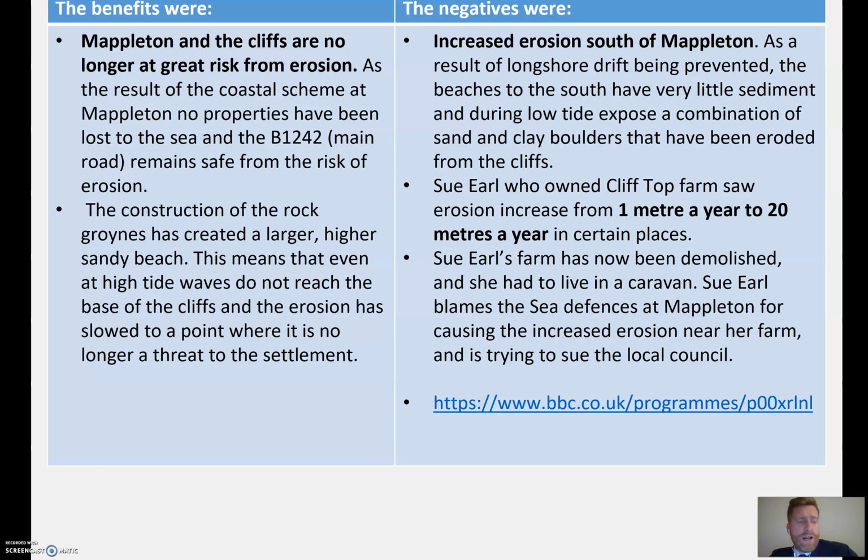Well, obviously, by defending Mappleton, they've increased erosion further down the coast, and that's had an impact on people. You saw the pig farmers in the start of the video. There's also a lady called Sue Earle, who was quite famous at the time because she protested and took the council to court because her farm, it's really sad actually, her farm had to be knocked down and destroyed because it was forming a danger and it was going to fall into the sea. So the negatives were people further down the coast lost their livelihoods, lost their income, and lost their homes.